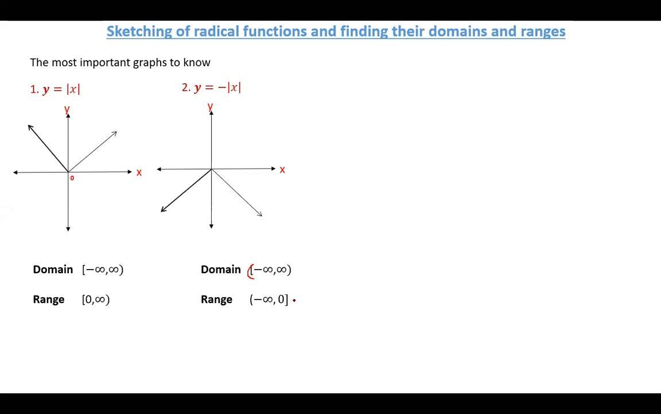So we talk about the range. You can see that when we talk about the y values there, we only have y values in the negative. We don't have any in the positive.